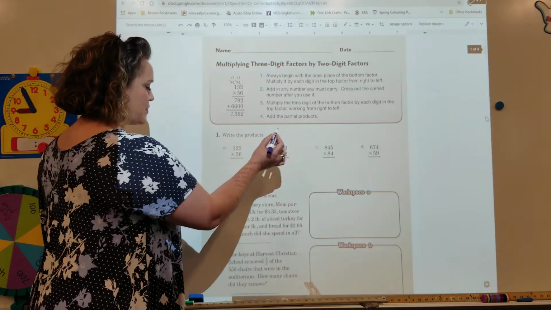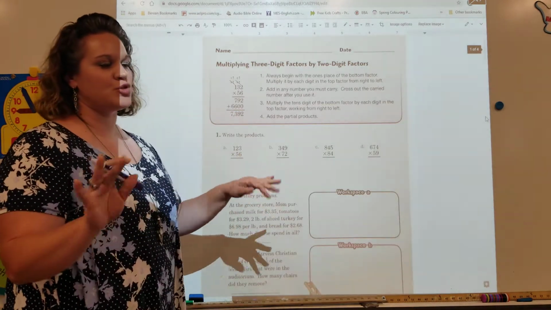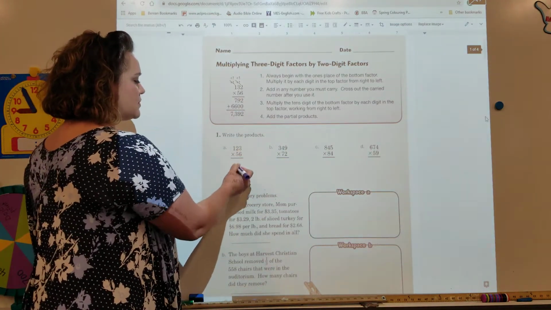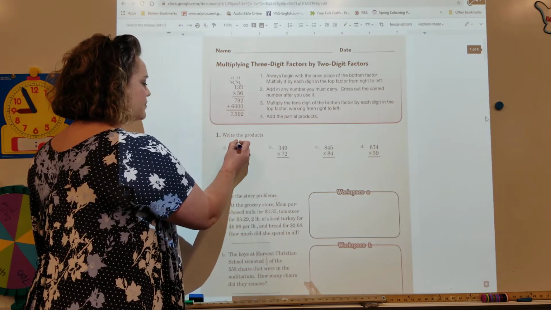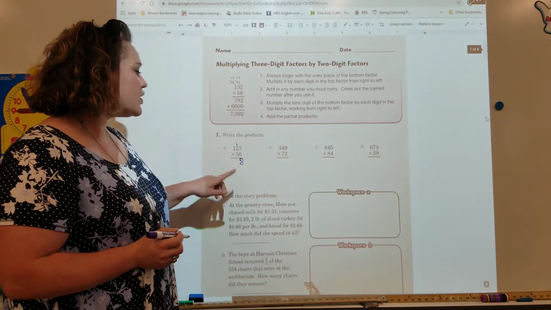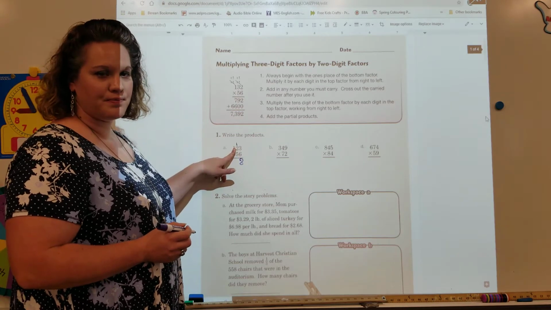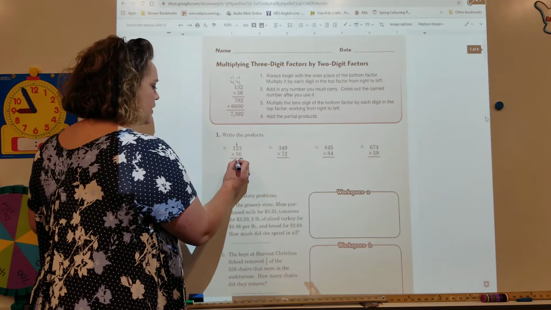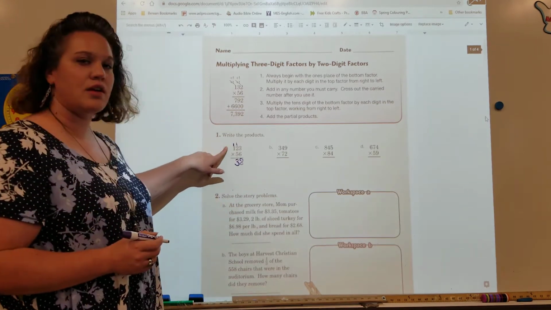Remember, I'm starting with the ones place. Whether we're adding or subtracting, we start with the ones place, even multiplying. So 6 times 3 equals 18. Write 8. Carry the 1 to the tens place above the 2. Good. Now let's go on and do our next digit. 6 times 2. That's 12. Add in the 1. That's 13. Write 3. Carry the 1 to the hundreds place.